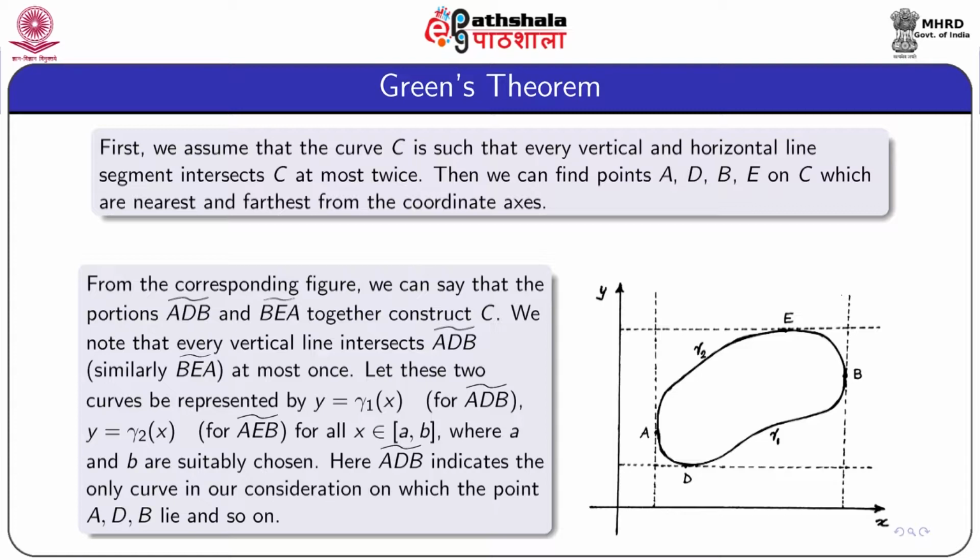Now, we can say that the portions curve ADB and curve BEA together construct the curve C. We note that every vertical line intersects curve ADB at most once. The case is similar for the curve BEA. Let us denote these two curves by y equal to gamma 1(x) for curve ADB and y equal to gamma 2(x) for AEB for every x in [a, b], where a and b are suitably chosen. Here, curve ADB indicates the only curve in our consideration on which the points A, D, B lie, and so on.